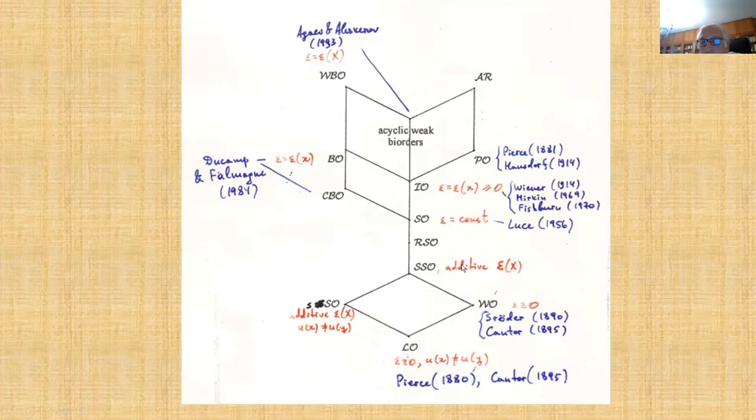Simple semi-orders with additive epsilon, etc. We go here, semi-orders introduced by Luce, interval orders by Wiener, Mirkin, and Fishburn. Pierce studied partial orders, and we go here, B orders and connected B orders. And here are weak B orders and acyclic weak B orders, which were studied by my PhD student at that time, Rafik Agaev, and me. So we have this very interesting picture.